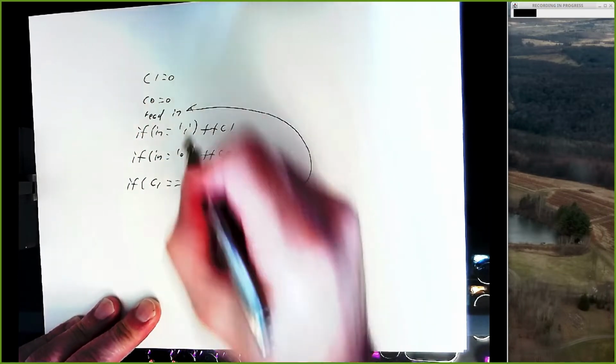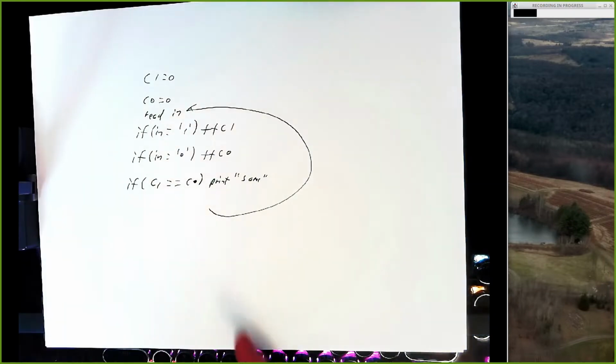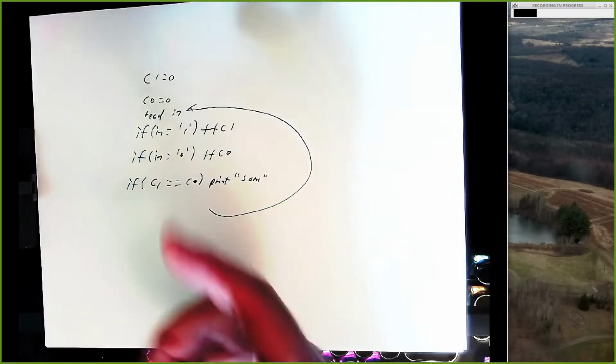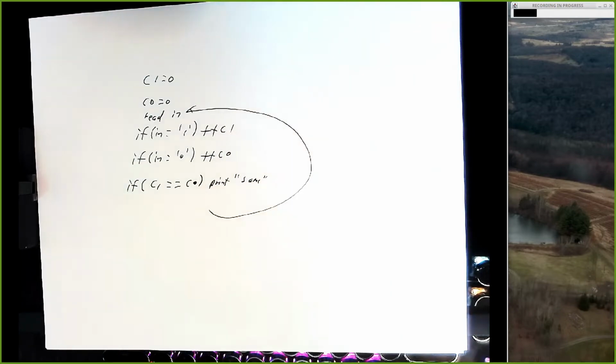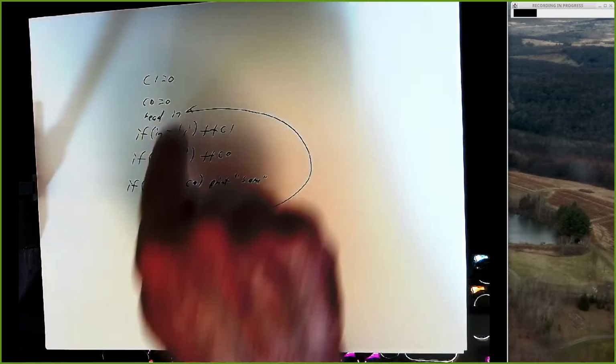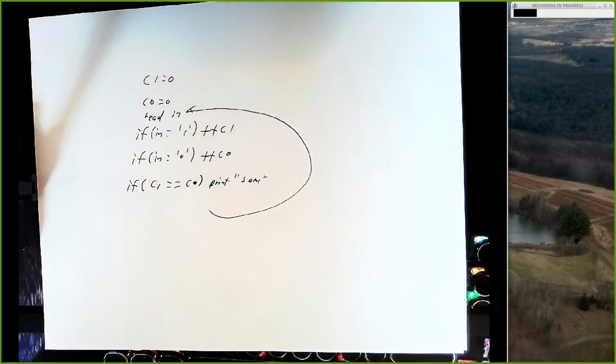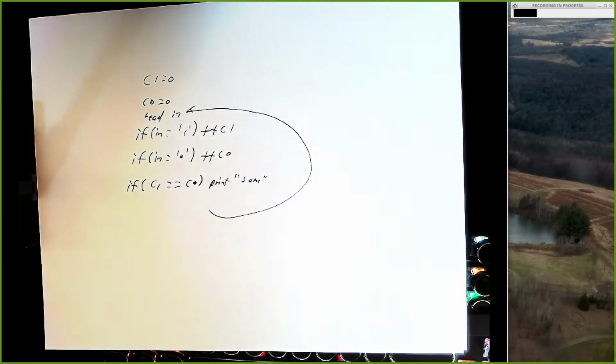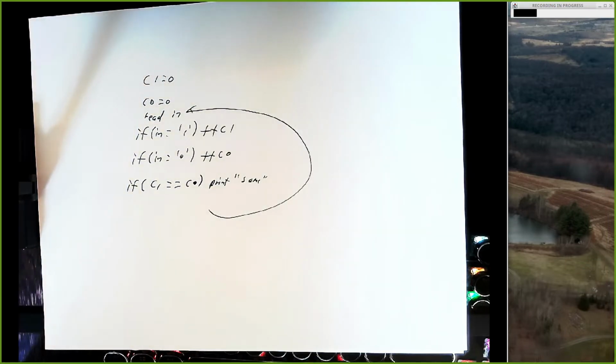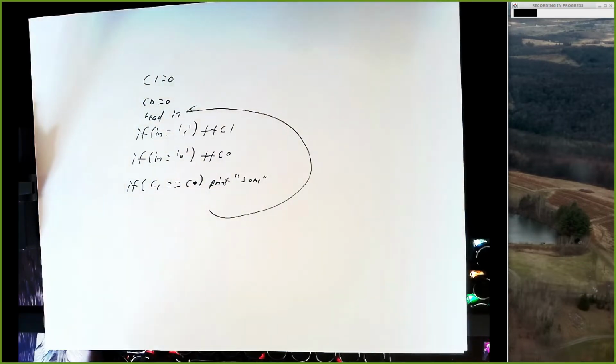So I could do something like this. Read an input. If it's a 1, increment count 1. If it's a 0, increment count 0. And then see if 1 and 0 are the same. And if they are, print out that they're the same. And go back and read another input bit. So any problems here?